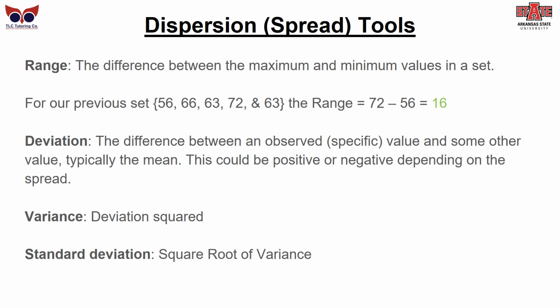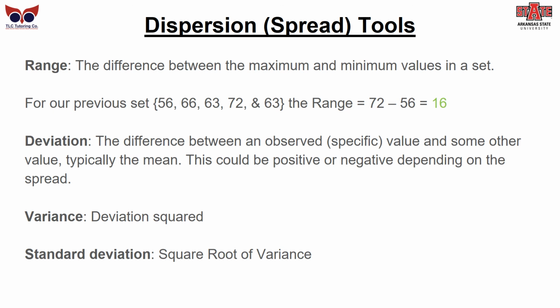Now, let's talk a little bit more about dispersion and spread tools. So the range is the difference between the max and the minimum values in a set. So in this set we looked at, the highest value is 72, the lowest is 56, so the range is 16.